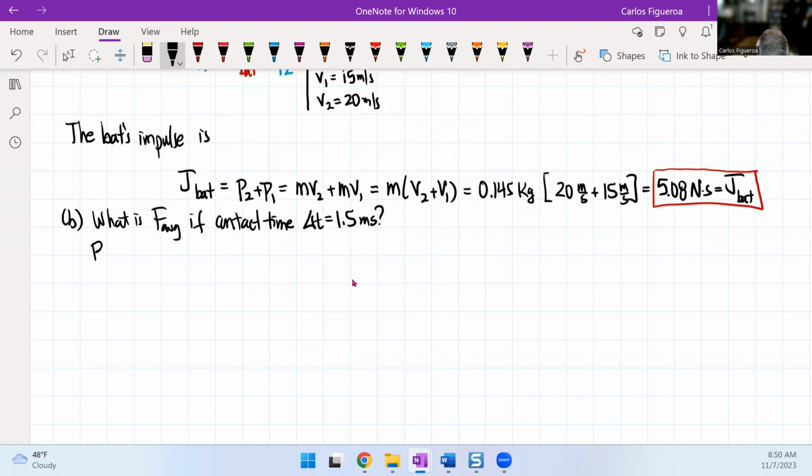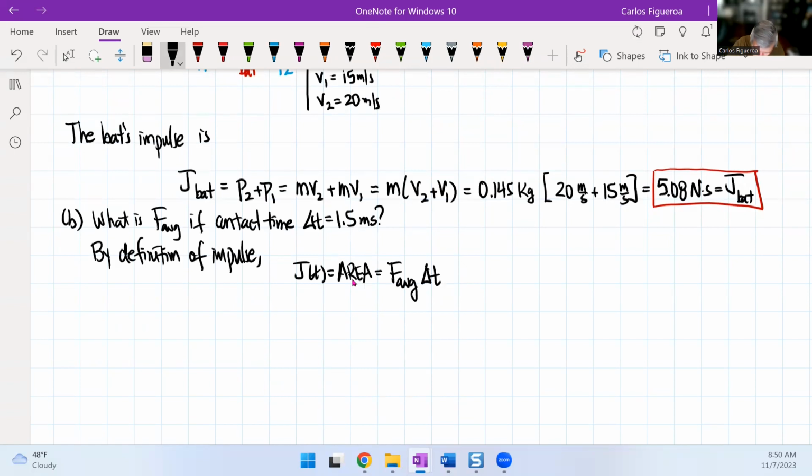Well, by definition of impulse, what do I write here? It says here that the impulse is the area, and by the mean value theorem of integrals, I can write this as the time-averaged force times delta T. Note, we already calculated J, so now I can solve for the average force of the bat.